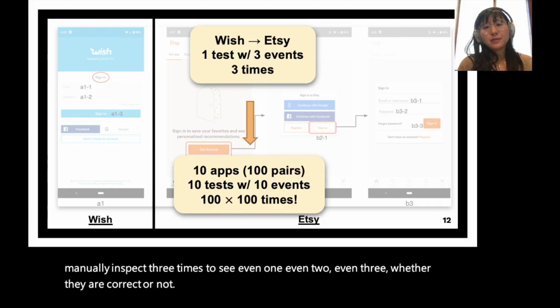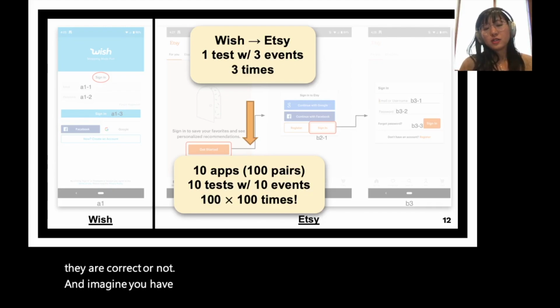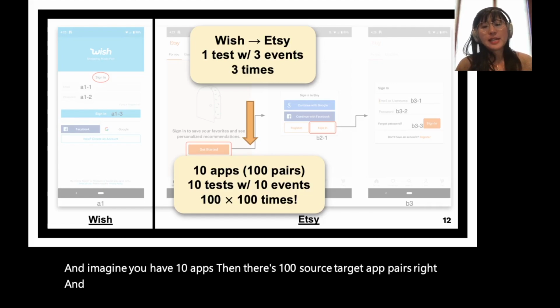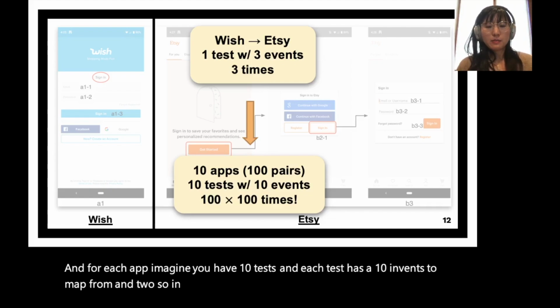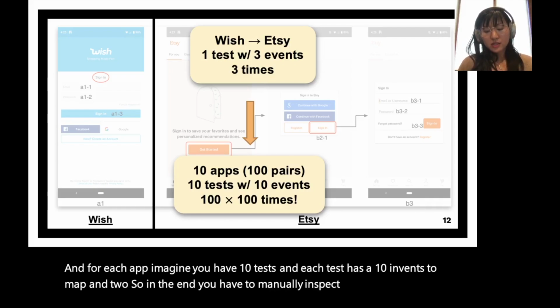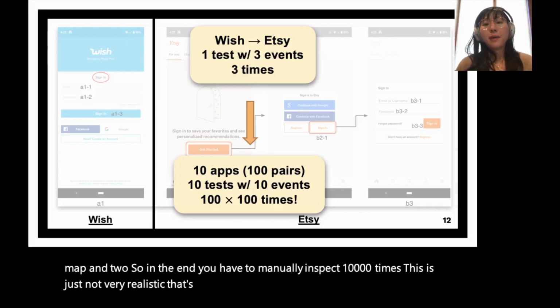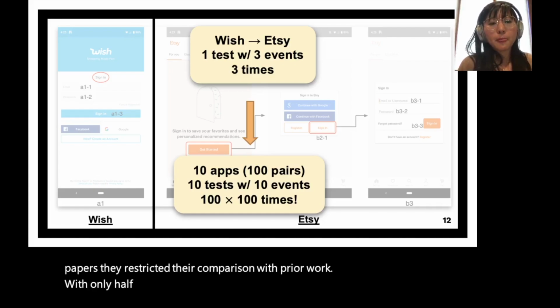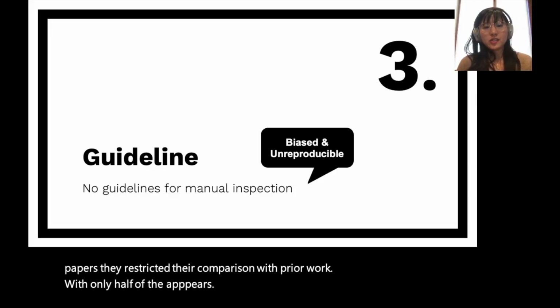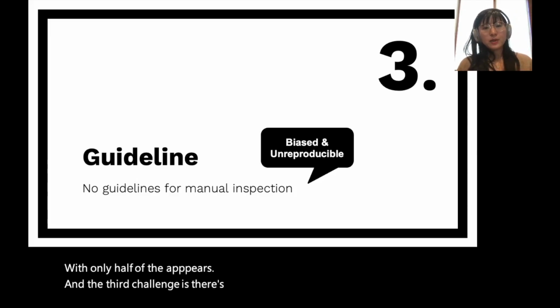And imagine you have 10 apps, then there are 100 source-target app pairs, right? And for each app, imagine you have 10 tests, and each test has 10 events to map from and to. So in the end, you have to manually inspect 10,000 times. This is just not very realistic. That's also why, in one of the papers, they restricted their comparison with prior work to only half of the app pairs.